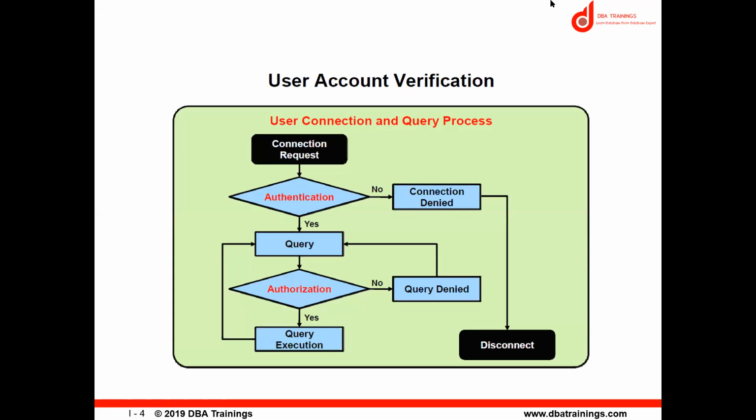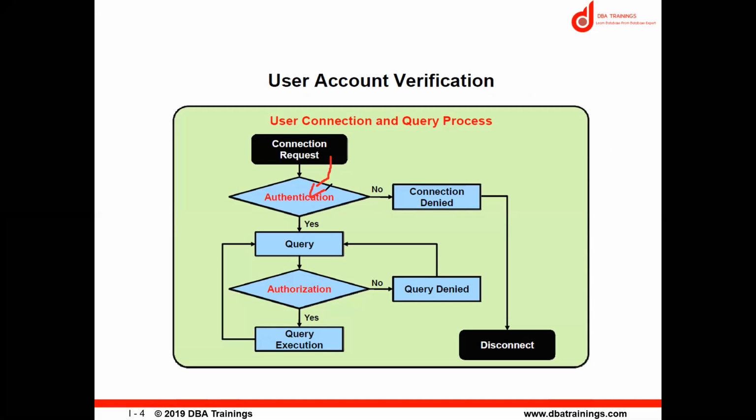In this graph, you can clearly see the connection request coming from the user side. First it will go to the authentication to verify the user. There are two cases: the user may be authorized, or the user may not be authorized to connect. If allowed, then the query will go on, and then it will come into the part called authorization.